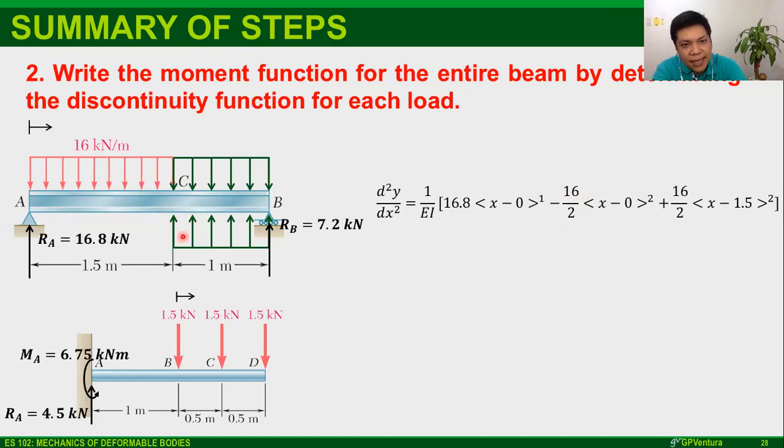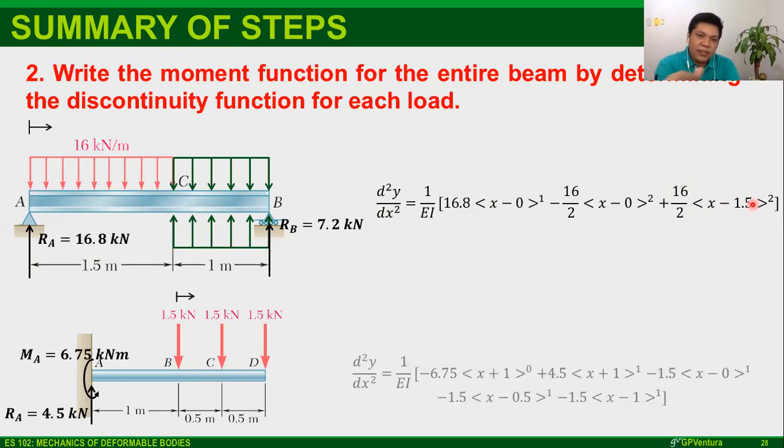Yung ibabawas natin. So this one is 16, the magnitude is still 16, 16 kilonewtons per meter all over 2. So omega naught over 2, 16 over 2. x minus a. So a, where did the uniformly distributed load start? a is equal to x equals 1.5. That's x minus 1.5 squared.